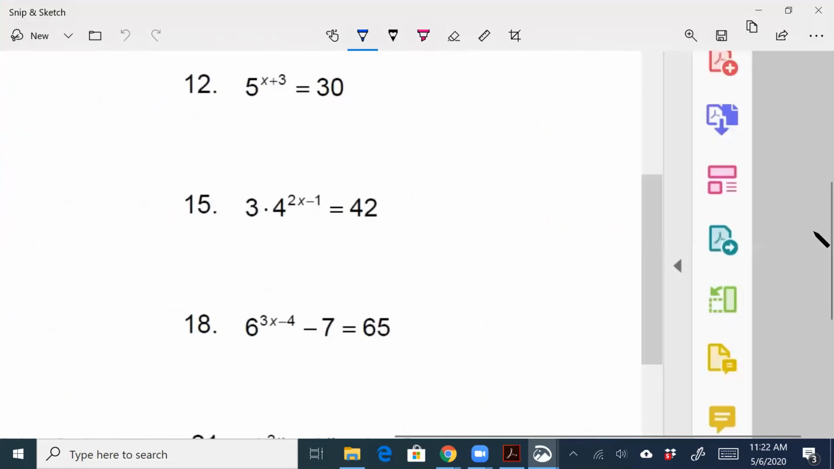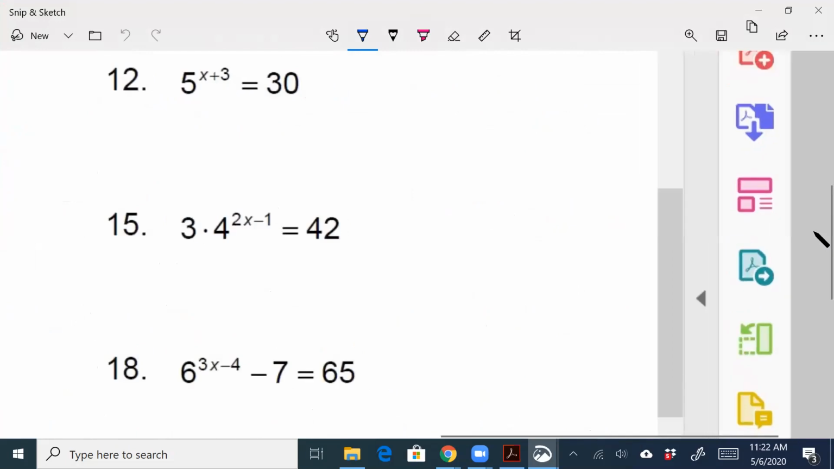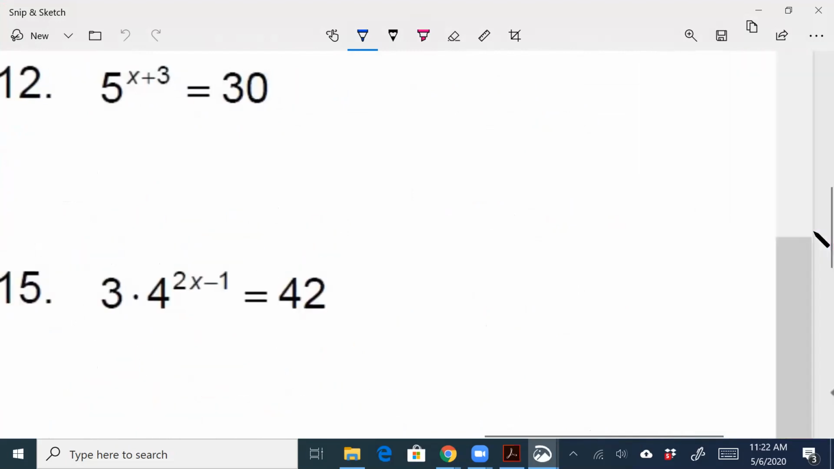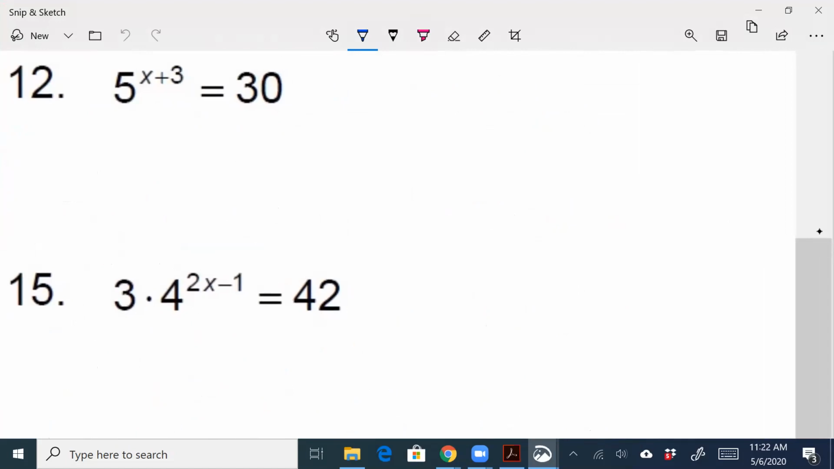Look at number 12 here. We've got 5 raised to the x plus 3 power is equal to 30. So I'm going to try to get this x plus 3 out of being in the exponent part of this.